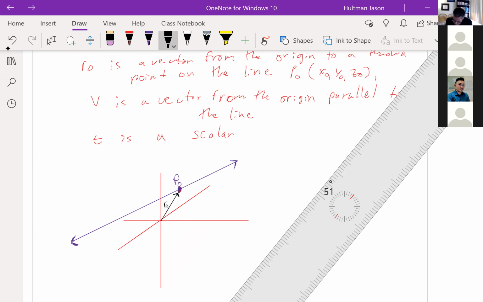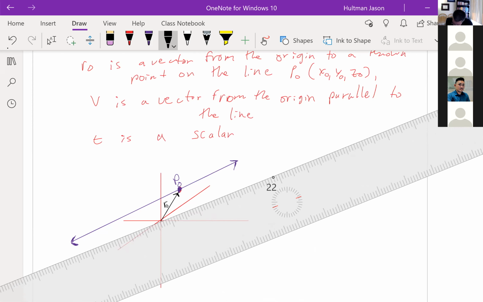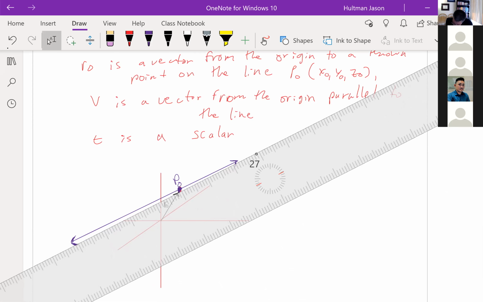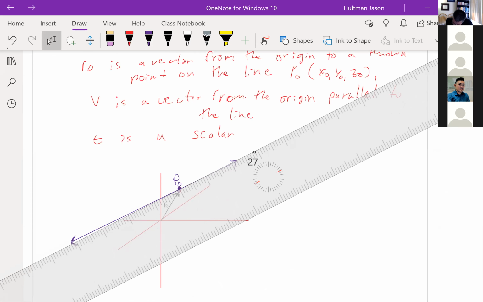Okay, so as we travel along and we get another point here, any point, well, we need to know what's parallel to this line. We need a vector that's parallel to this line. So that starts at the origin. So I'm going to draw a vector that's parallel. Okay, this is going to be V.